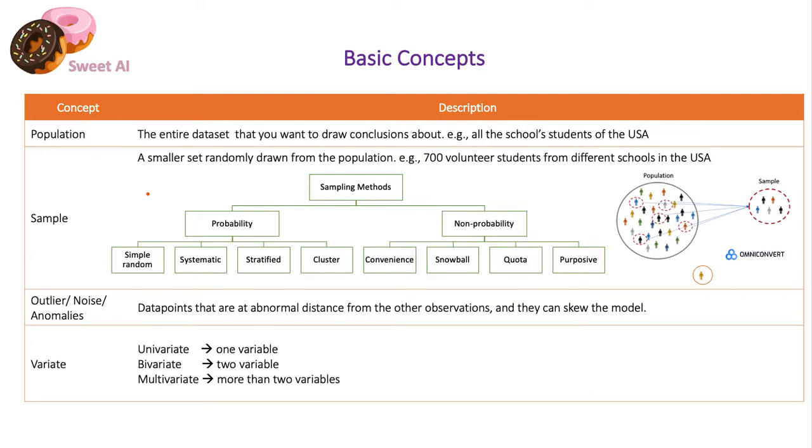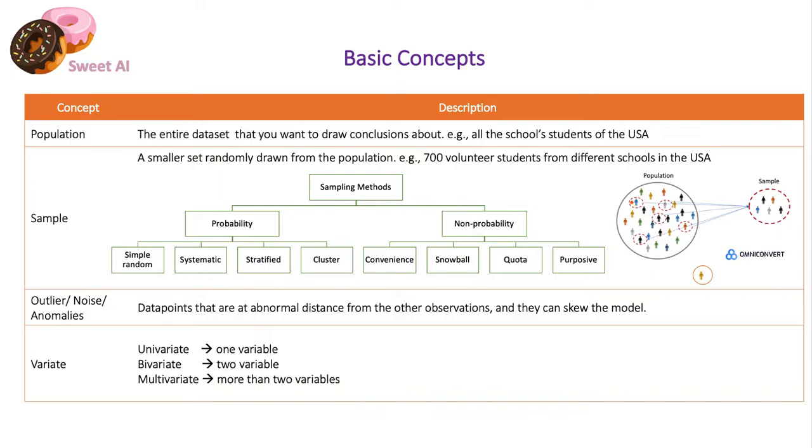Now let's talk about population, sample, and outlier. As you can see in this picture, population is the entire data set that we want to draw a conclusion about, like all the school students from all over the United States. But as you can imagine, it's going to be very hard to run tests over the whole population. It's going to be very costly. So what we can do is have a smaller set which is randomly drawn from the population, and it's a fair draw. So the sample that we have shouldn't be biased.